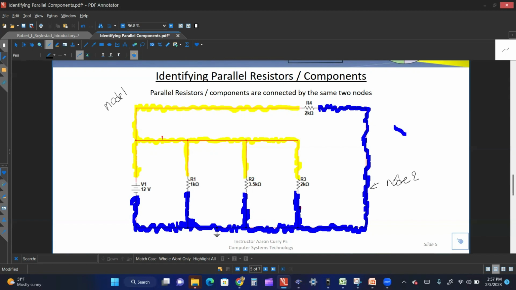But what about R4? Well, let's go back to our definition of parallel resistors. And let's see, R4 is connected to node 1 and node 2. So therefore, R4 is in parallel with R1, 2, 3, and also the voltage source. So if we want to write this out, we say R1 parallel with R2, which is parallel with R3, parallel with R4.